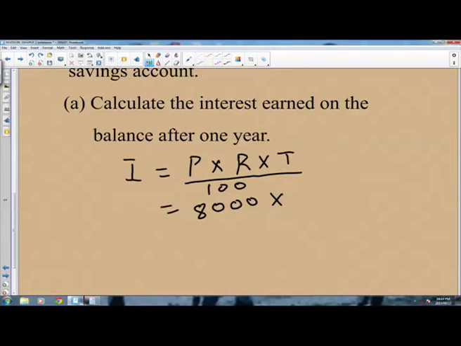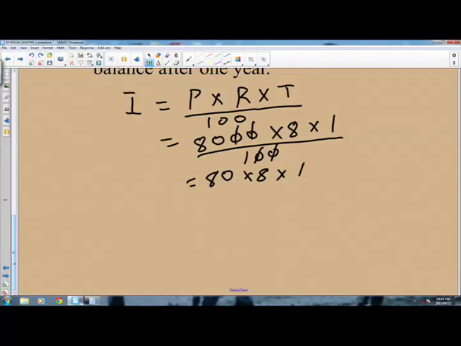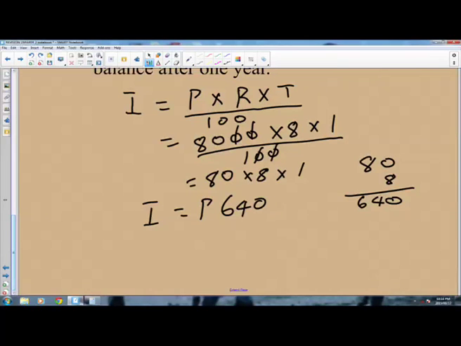So it will be 8,000 times 8 times 1 divided by 100. And then the 0 here cancels the 0 over here. This 0 will cancel this one. So we have 80 times 8 times 1. And then what is 80 times 8 times 1? It's 80 times 8. 8 times 0 is 0, and then 8 times 8 is 64. So the interest is 640 pula. That is the interest for the first year.